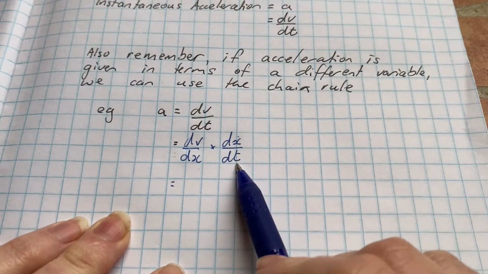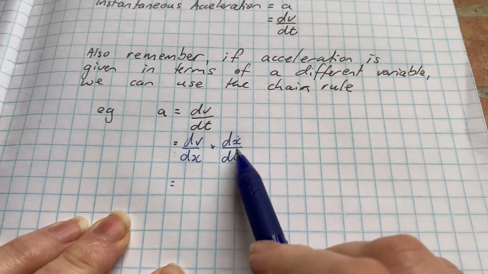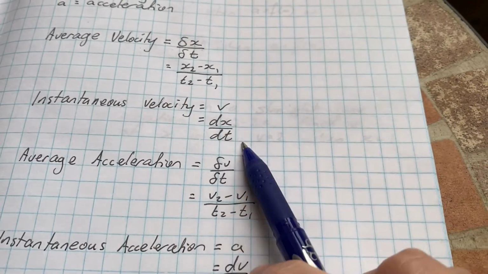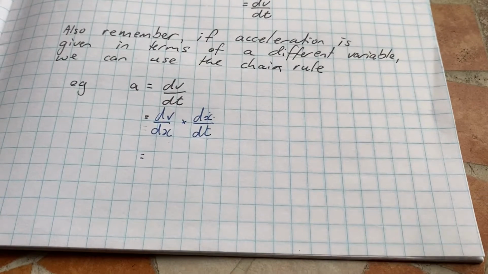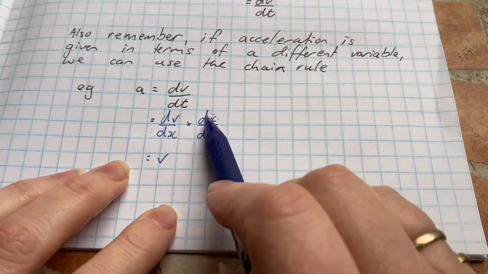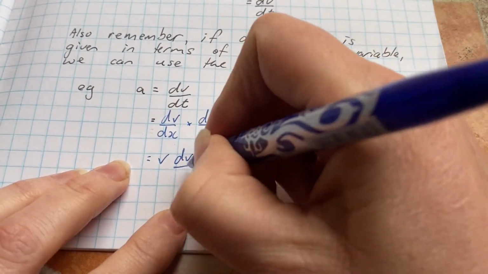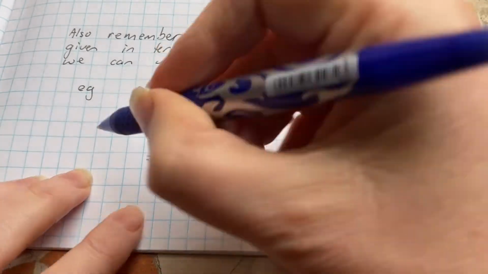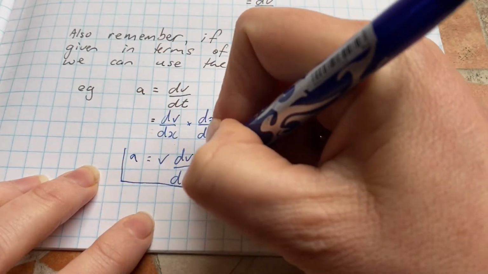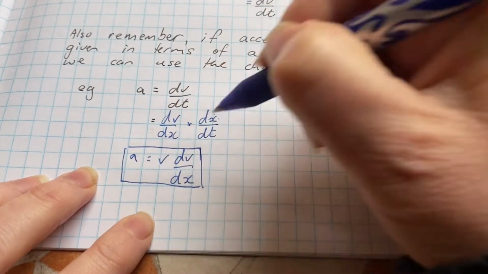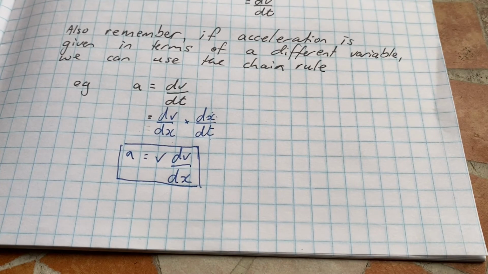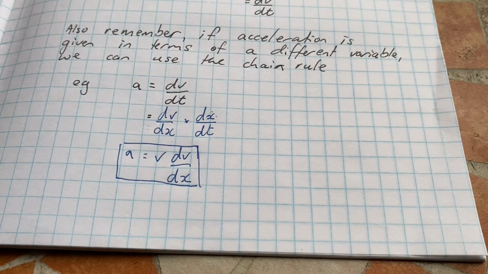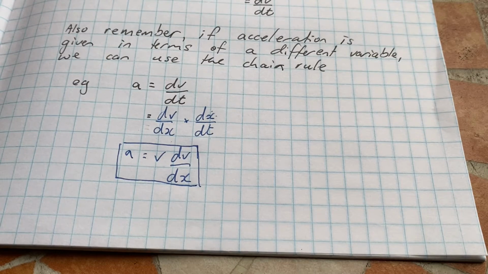Now dx/dt, well, that's just velocity, isn't it? From up here, dx/dt is equal to velocity. So I'm going to put a v instead of that times dv/dx. Now, just that formula there on its own, I'm just going to put a box around that, is quite a useful formula. If our acceleration was given in terms of velocity, so if we had a function for acceleration which was a function of v, that formula would be particularly useful.